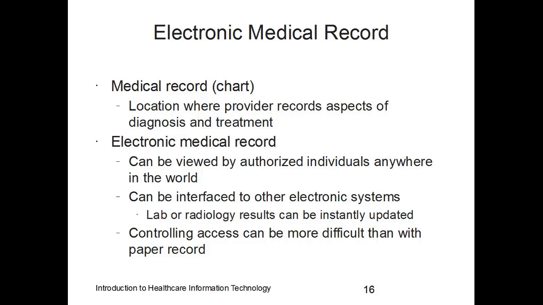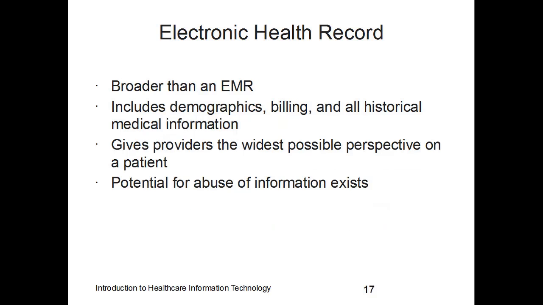Now, the downside to the EMR is controlling access to these can be a little bit more difficult compared to a paper record. Now, something that's a little bit broader than an EMR is an electronic health record. Now, this includes demographics, billing, and all historical medical information about that patient. This helps give providers the widest possible perspective on a patient. Now, having all this information in one file gives the potential for abuse of information.